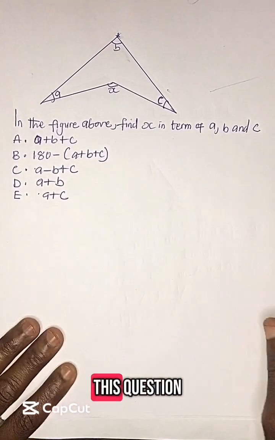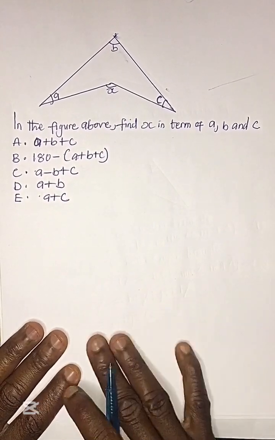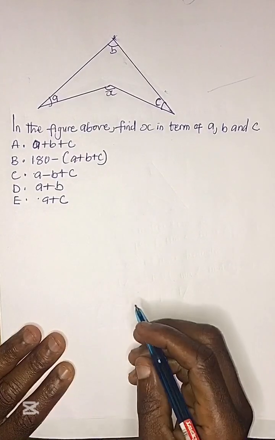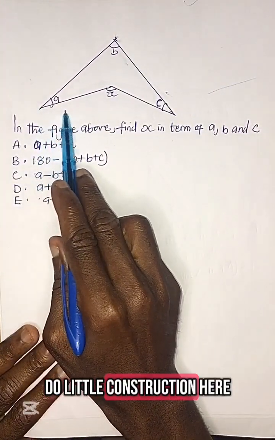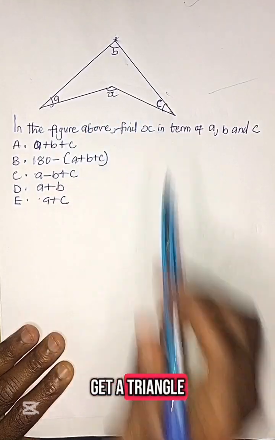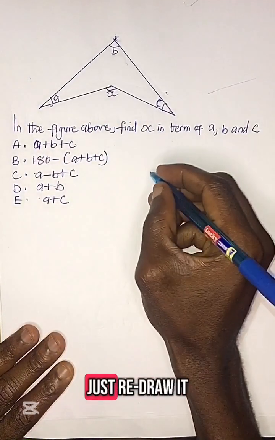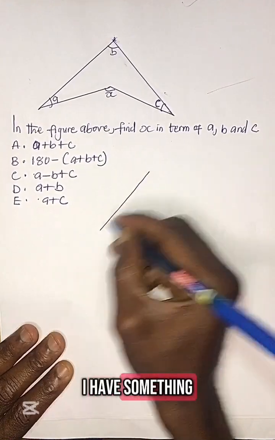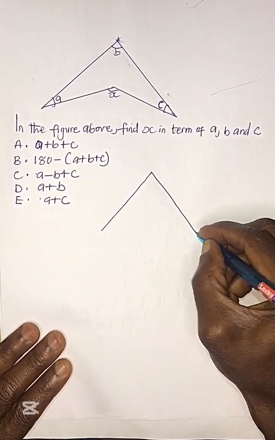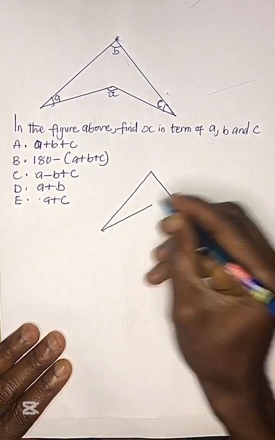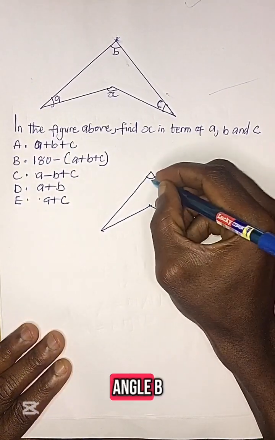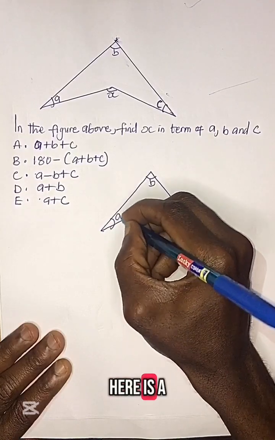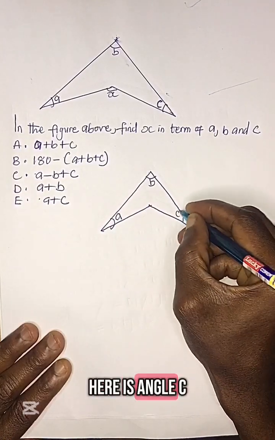So let's consider this question. The first thing we're going to do is a little construction here so that we'll get a triangle. So let me just redraw it. I have something like this, where here is angle B, here is A, here is angle C.